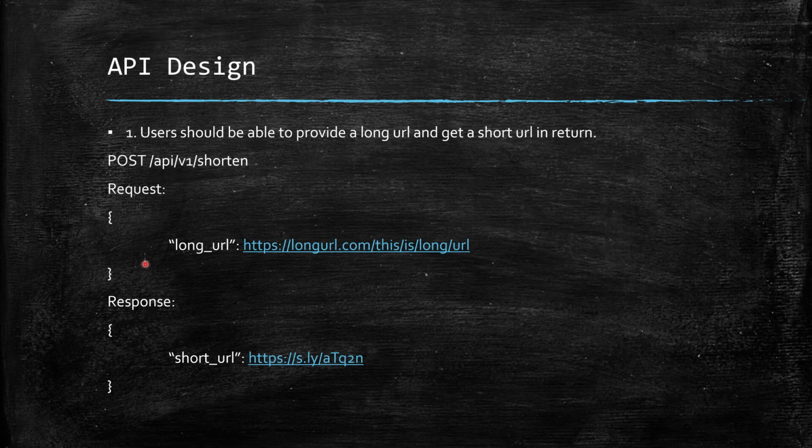API design. So these are going to be one-to-one mappings with our functional requirements. First one is the user should be able to provide a long URL and get a short URL in return. So for this we create a post API. Reason for post API is that this is going to create an entry in our database. That's why it's a post.